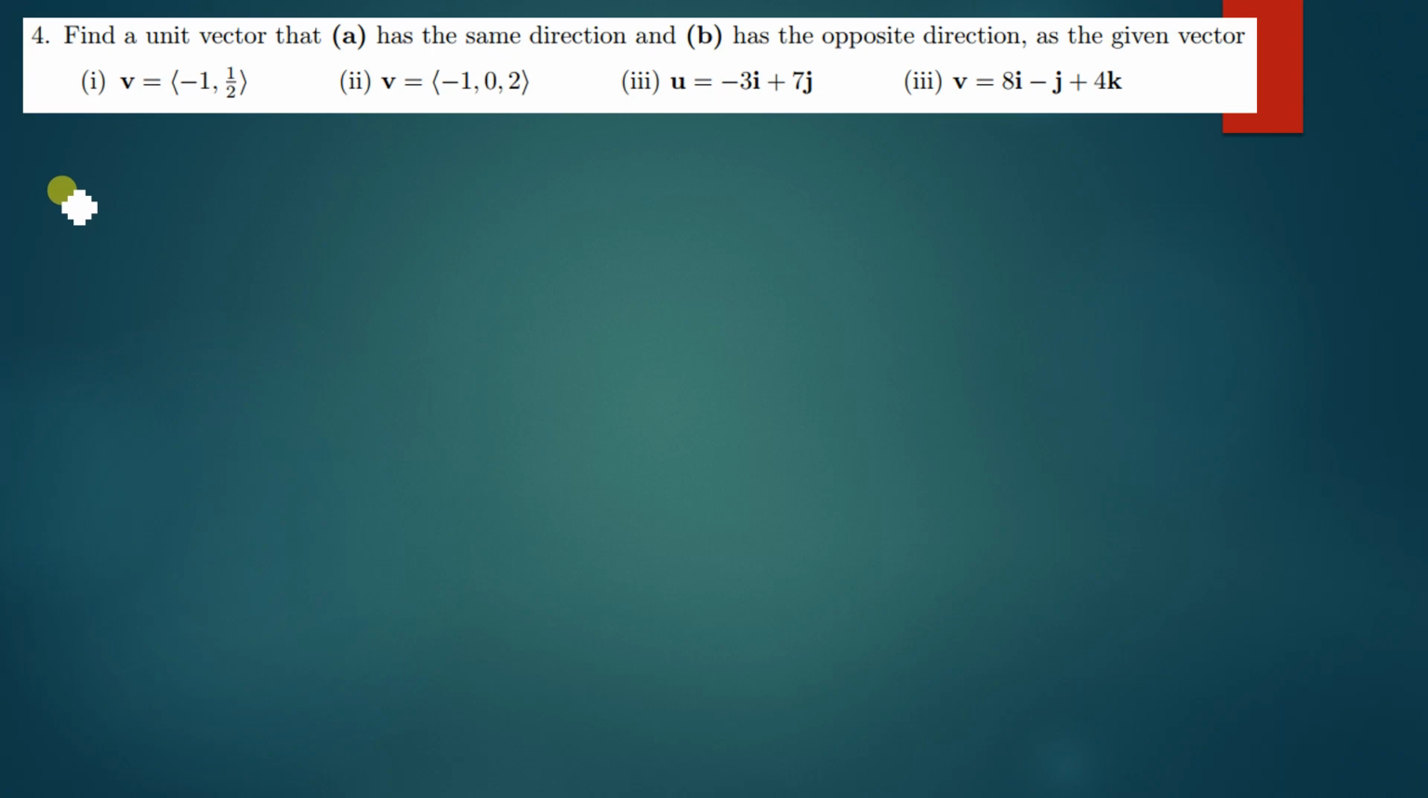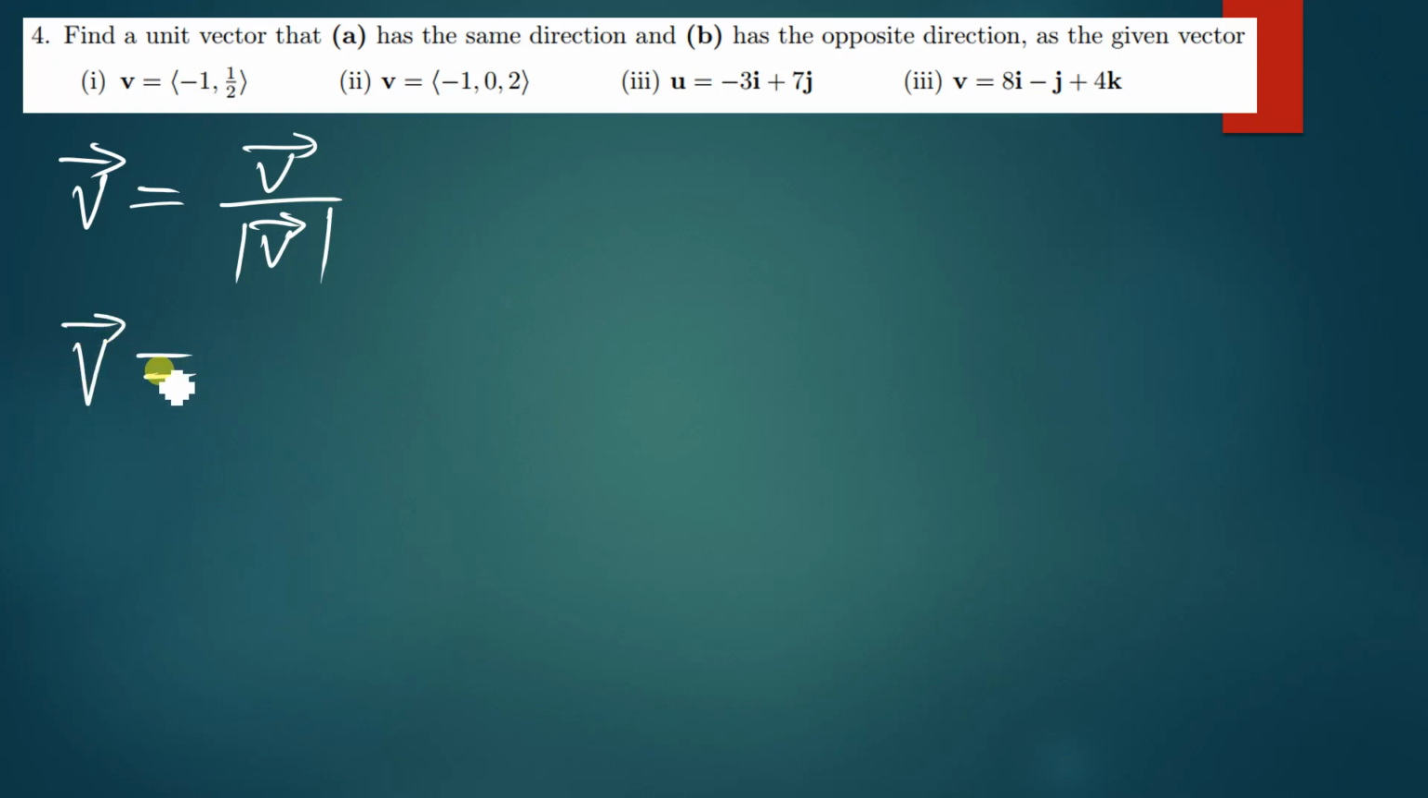Let's say, for instance, you've been given vector V. To find the unit vector of V, or in the same direction as V, you write the same vector V, divided by the magnitude of this same vector V. And then the unit vector in the opposite direction of V will contain a negative outside, and you say the vector V over the magnitude of the vector V.